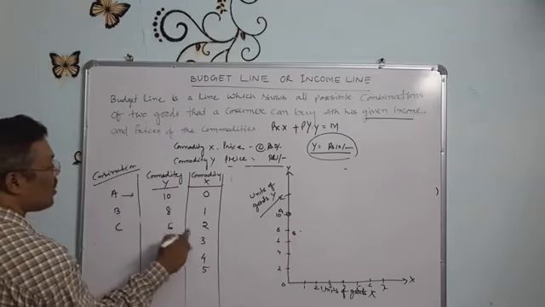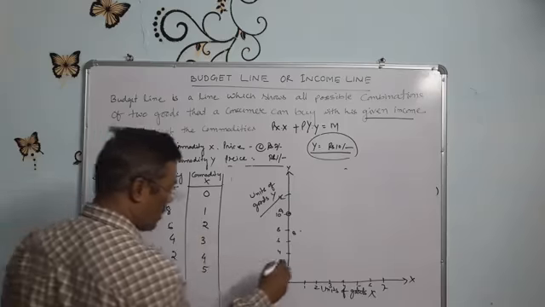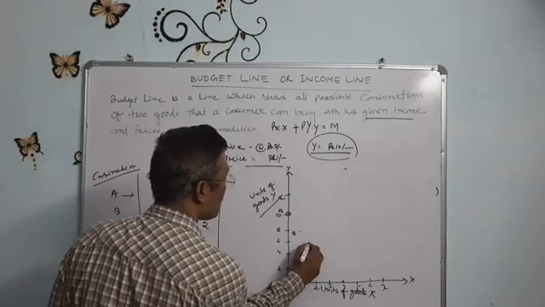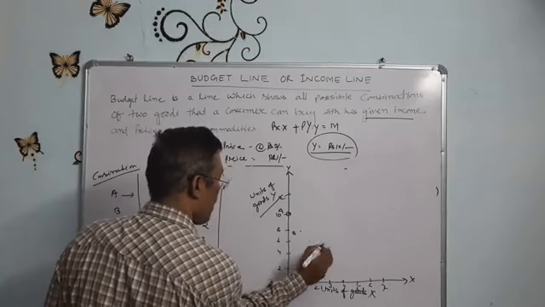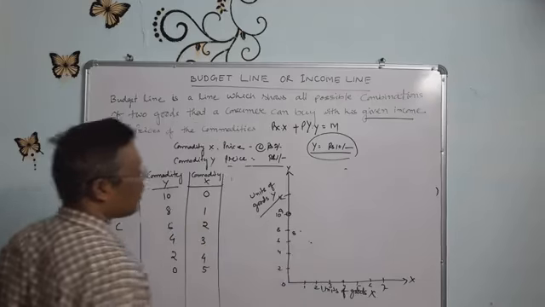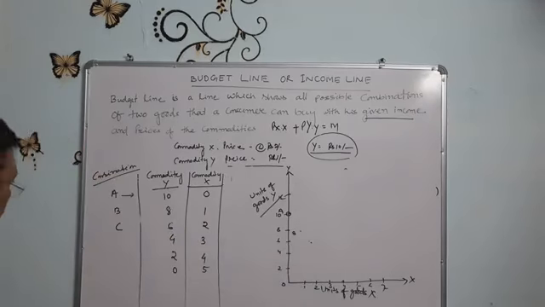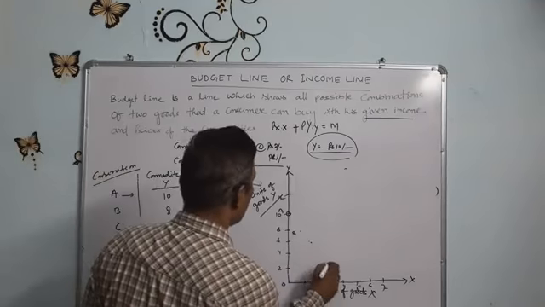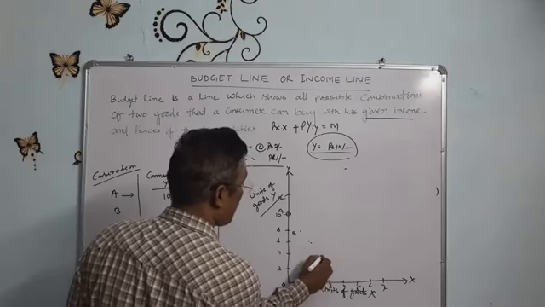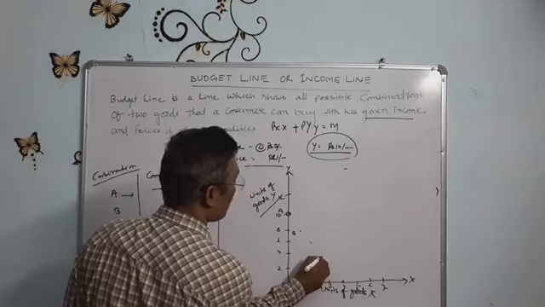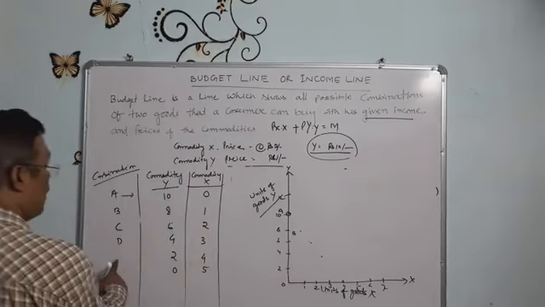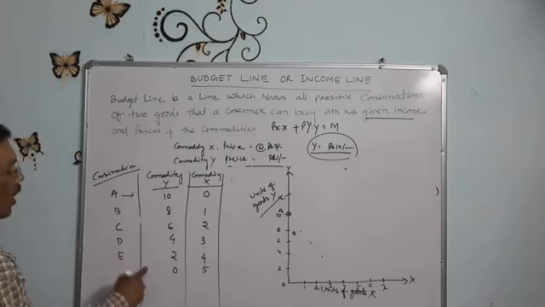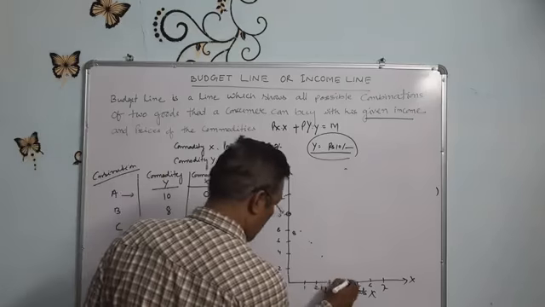C is the combination X goods is 2, Y goods is 6. D is the combination X goods 3, Y goods 4. And E is the combination X goods is 4, Y goods is 2.